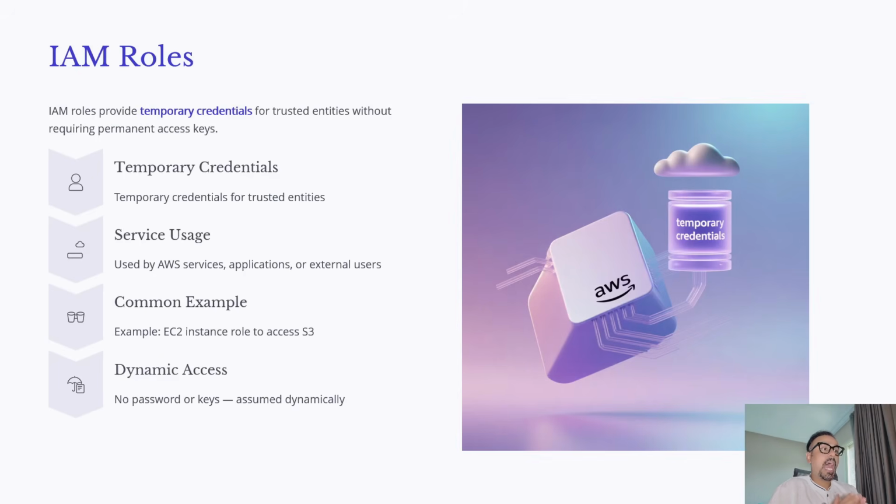So now let's look at IAM roles. Roles in AWS are a way to provide temporary credentials to trusted identities or entities. Instead of creating long-term usernames and access keys, roles give short-lived access that can expire. This adds an extra layer of security because there are no permanent keys lying around.